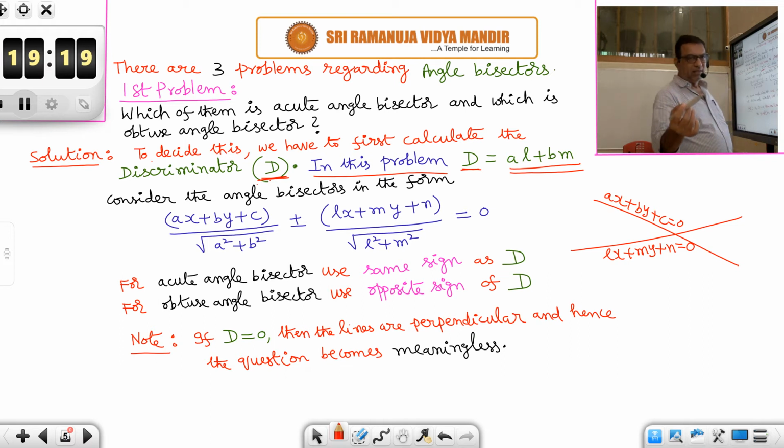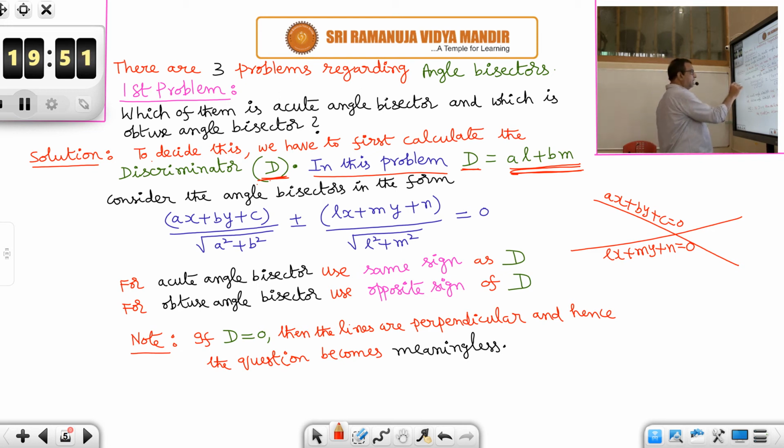Anybody remembers what is the importance of AL plus BM? AL plus BM is equal to 0 means the two lines are perpendicular. A1 A2 plus B1 B2, that is nothing but AL plus BM in this case. So the condition for the two lines to be perpendicular, that is the discriminator now. AL plus BM, that we have to calculate.